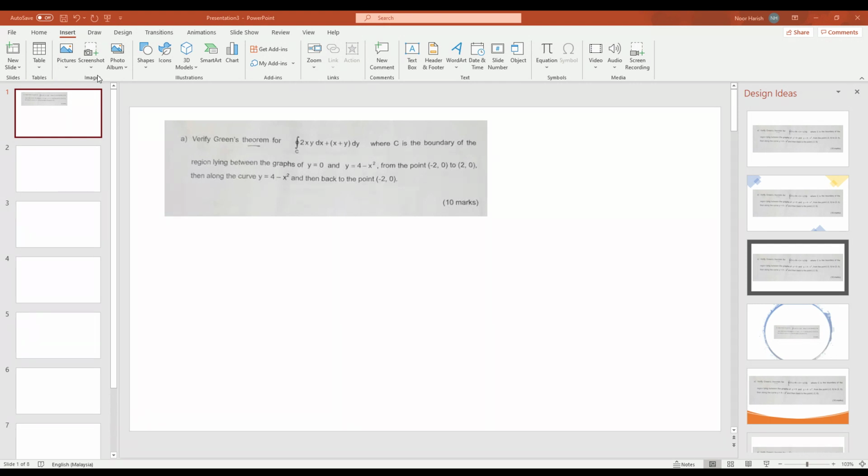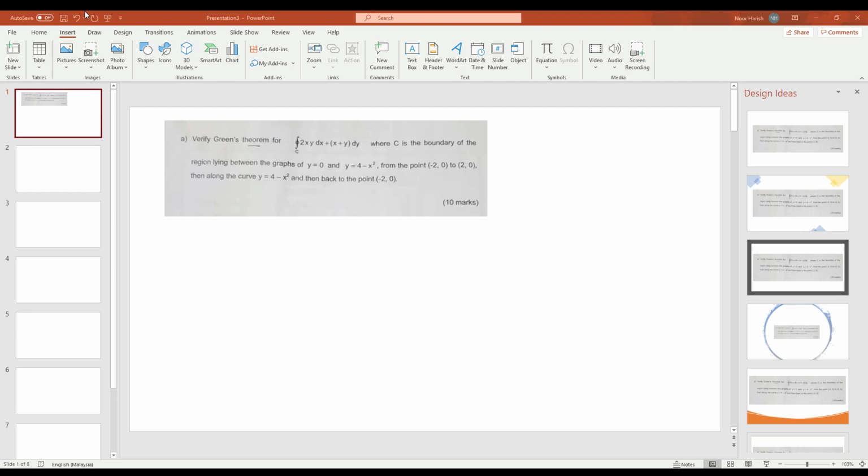Okay, so we are going to do the question on verifying Green's theorem. Given the line integral of 2xy dx plus (x + y) dy, referring to the curve C, where C is the boundary of the region lying between the graph of y equals 0 and y equals 4 minus x squared, from the point (-2, 0) to (2, 0), then along the curve y equals 4 minus x squared, and then back to the point (-2, 0). This is a past year question, worth 10 marks.